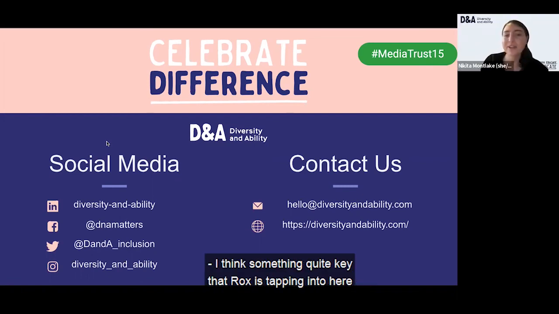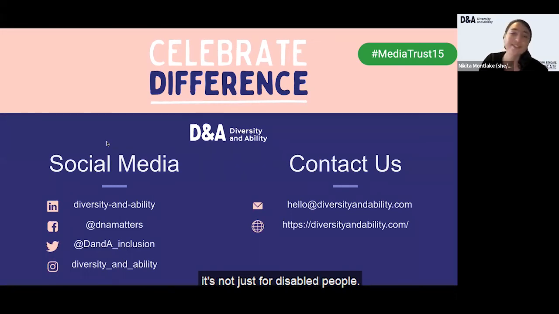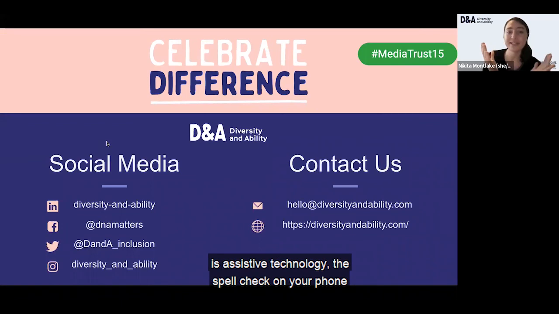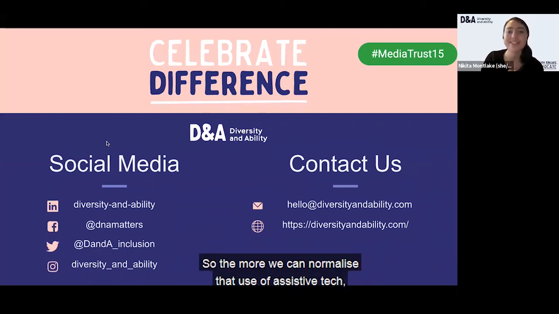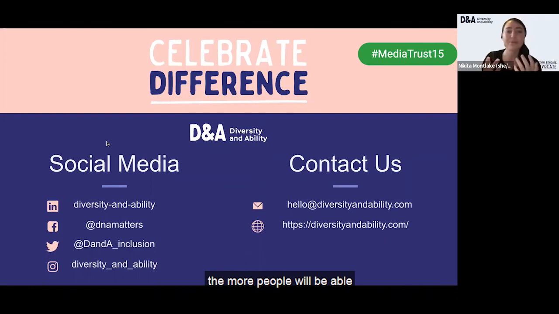Something quite key that Rox is tapping into here is that we really need to work towards normalizing assistive technology, because it's not just for disabled people. So much of what we use today is assistive technology. The spell check on your phone, your Alexas, or Velcro shoes, those were all designed for accessibility. The more we can normalize that use of assistive tech, the more people will be able to interact in your spaces as well. That's a great point.